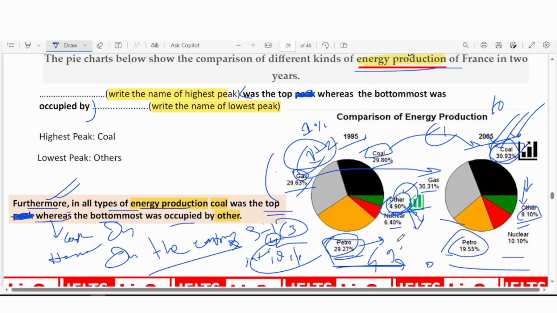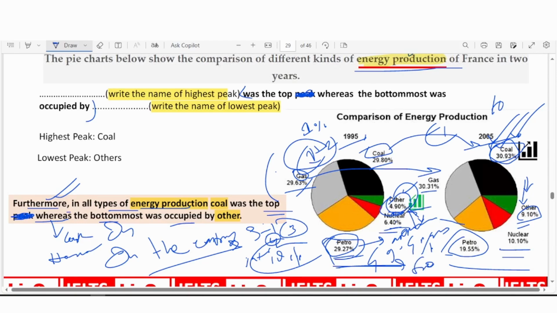And till now you didn't talk about the nuclear. So you might want to talk about nuclear a little bit. You said nuclear is another category. Nuclear is another energy source that also increased by 4%, or nearly 4%, approximately 4%, from 6.4 to 10. All right, done.